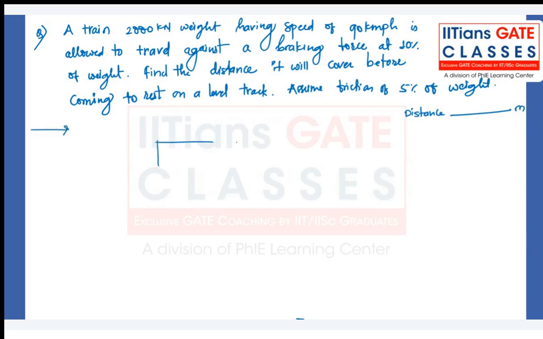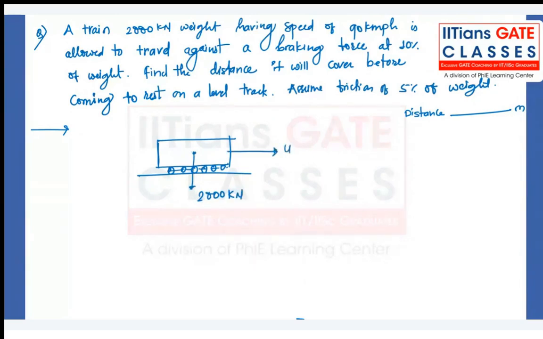Let me help you out with the problem by drawing a figure. We have one train, for example this is the train, and the weight of the train is 2000 kilonewton. It is running with the speed of 90 kmph. It's allowed to travel against the braking force of 10% of weight, so the braking force FB is applied. You have to decide the direction. The distance covered before coming to rest you have to calculate. Frictional force is always opposite to the motion, and that will be equal to 5% of the weight.